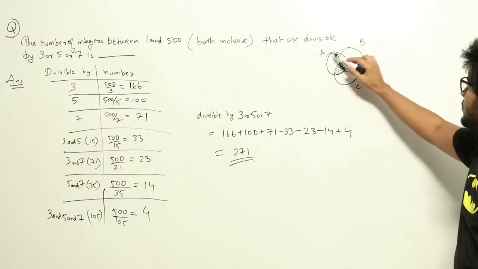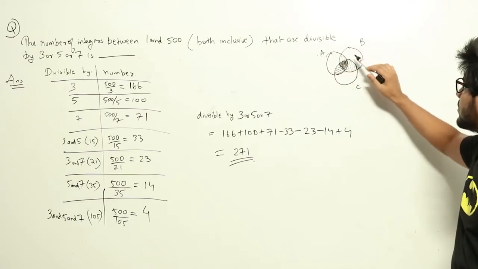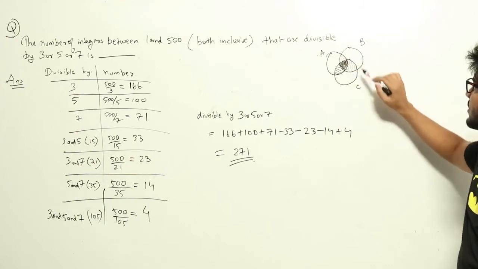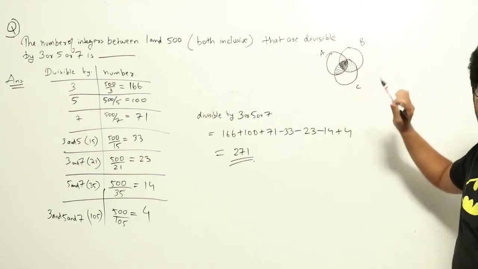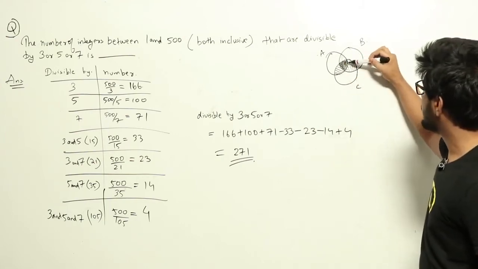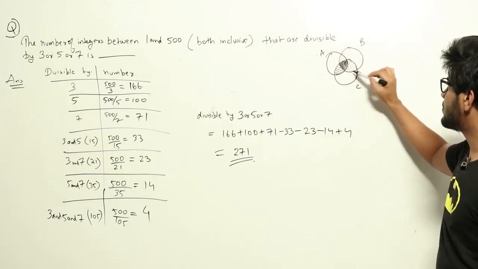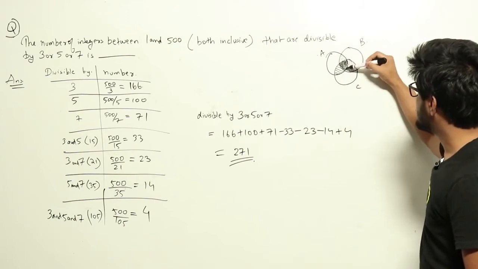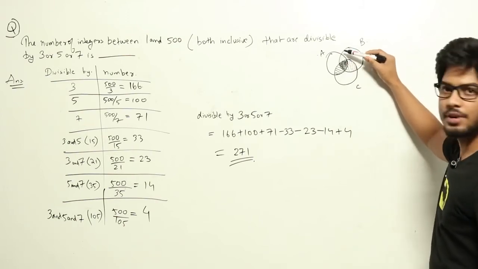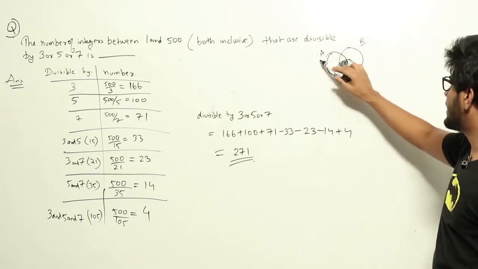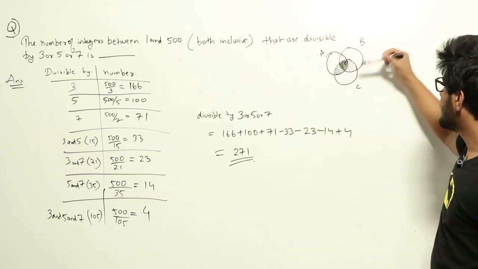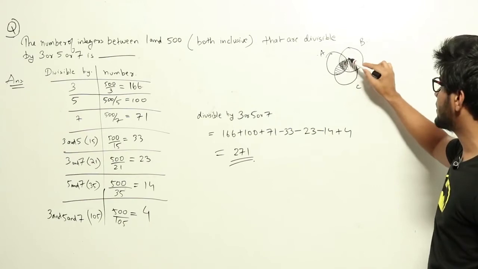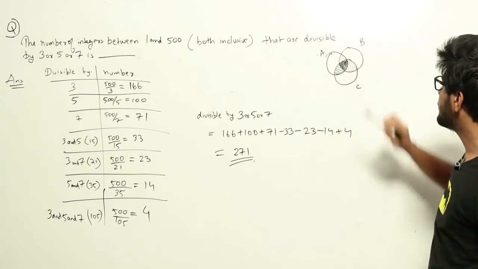So in a Venn diagram, to find the union of all these three, we need to add A, which is this circle, plus we need to add B, that is this circle, plus we need to add C, this circle. Now if you see, this part got added twice, just like this part and this part both got added twice. So we need to subtract this part, that is the intersection of A and B, once. So we need to add A, add B, add C. We need to subtract the intersection of A and B, subtract the intersection of A and C, and subtract the intersection of B and C.